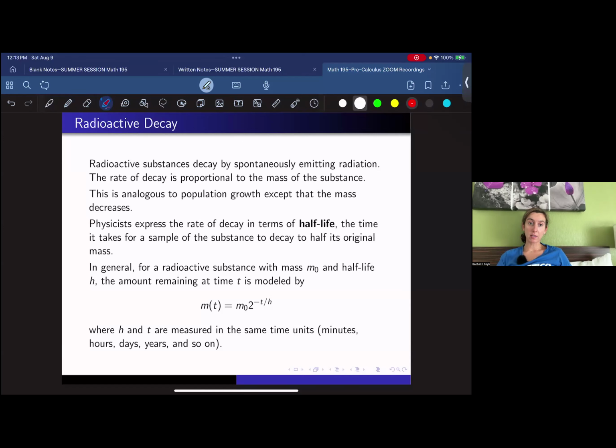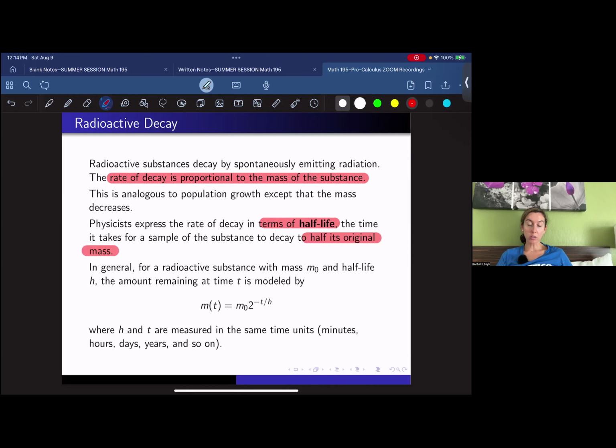So we have radioactive substances decay by spontaneously emitting radiation. The rate of decay is proportional to the mass of the substance. This is analogous to population growth, except that the mass decreases. So we're not increasing, we're decreasing now. And so a lot of scientists, physicists, primarily express this rate in terms of half-lives, the time it takes for a sample to reduce to half of its original size.